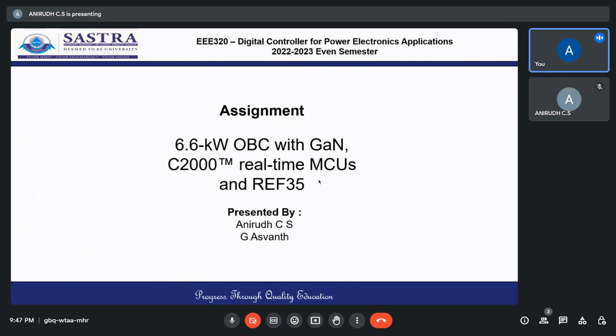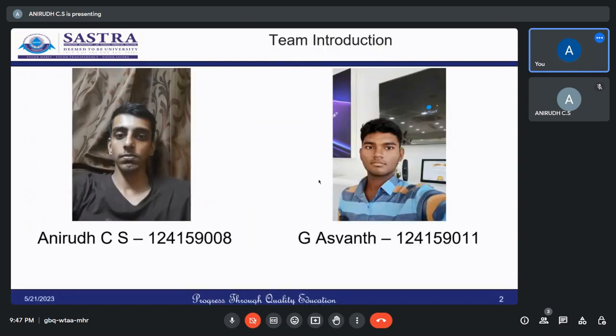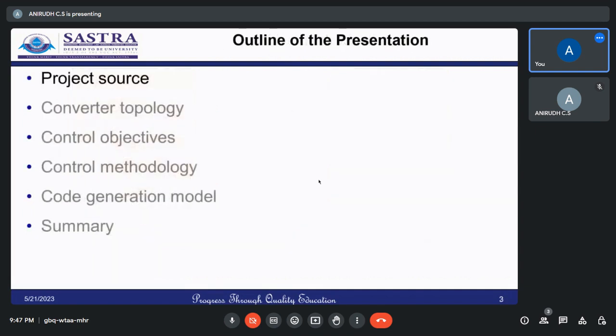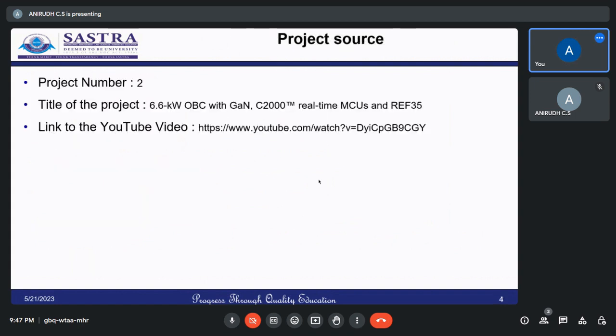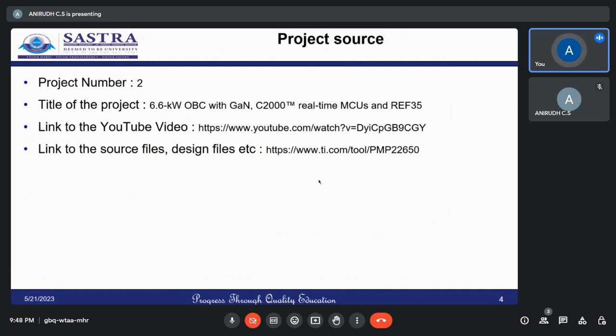6.6 kilowatt onboard charger with gallium nitride using C2000 real-time microcontroller unit. So the outline of the presentation is I'll be discussing the project source, converter topology, and control objectives. And my friend Anirudh will be discussing control methodology, code generation model, and summary. And regarding the project source, we have given the link to the YouTube video and the link to the source file and design files of our project.